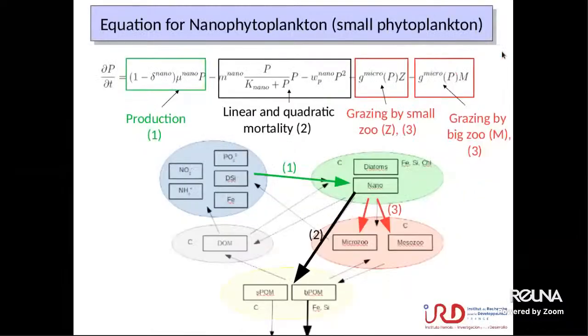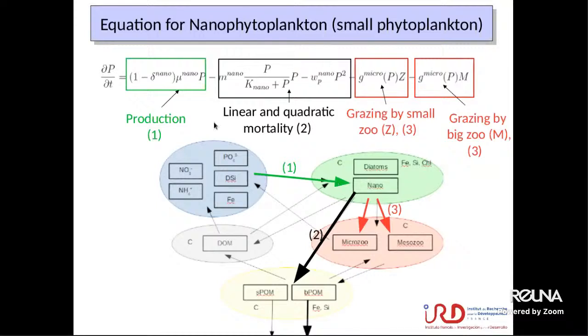Okay, so now we are getting into the core of the code, and we're starting with the nanophytoplankton. So the concentration of nanophytoplankton is called P. This is P here. And this is the evolution equation of nanophytoplankton. So this is the derivative of P. It is due to different terms. You have production here in green, and this is the green arrow.